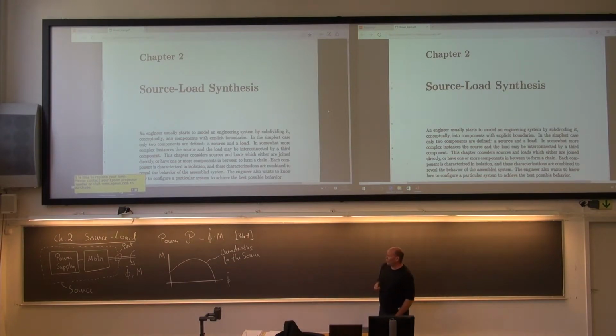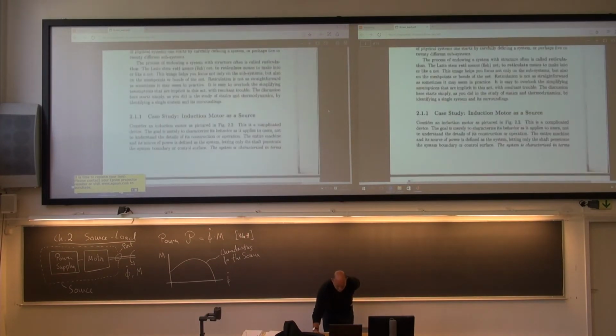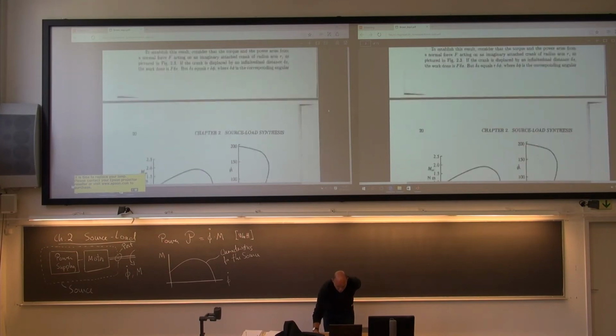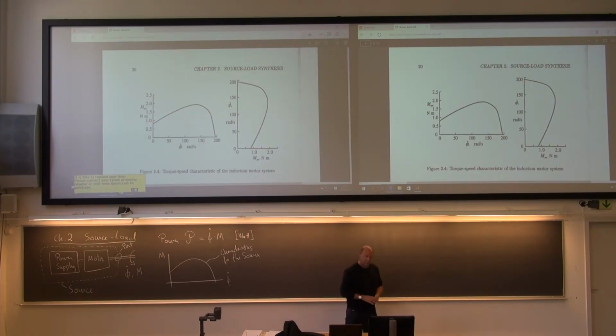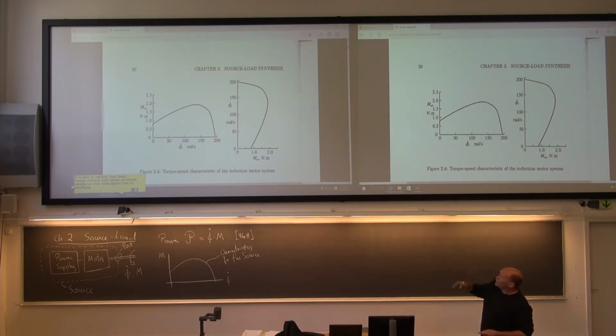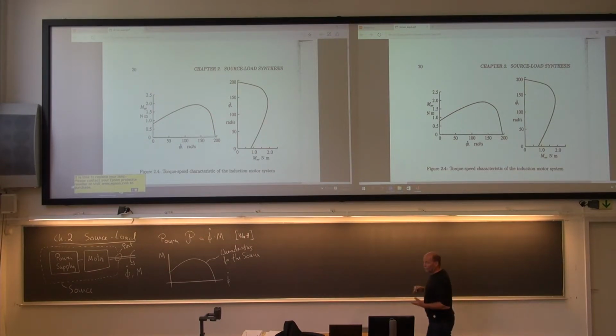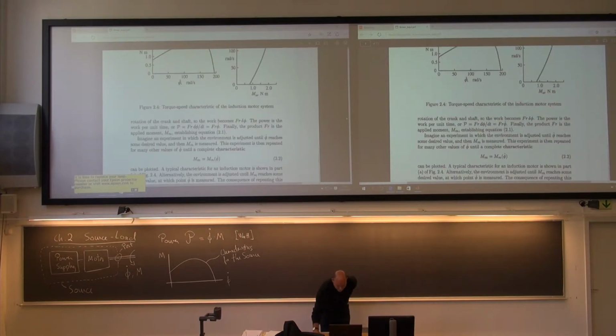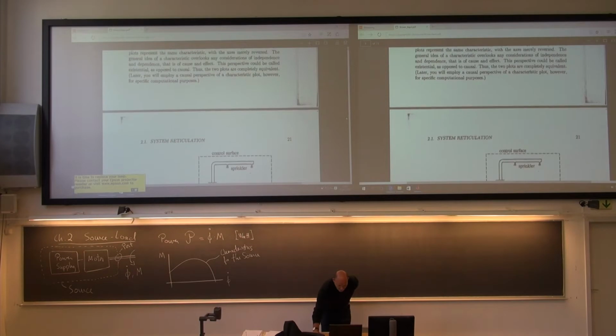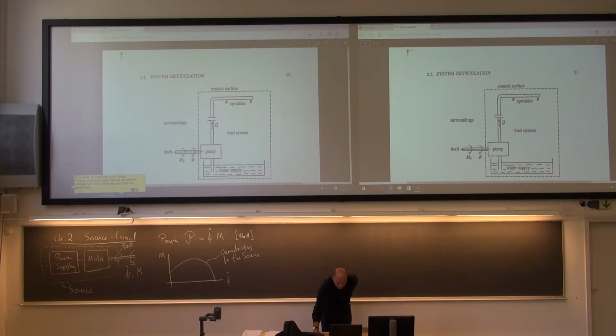For this diagram, as the book says, you can flip it if you like. So you have phi as a function of m, or vice versa. It's the same figure, of course, just flipped. But somehow you need this information as a diagram or a table or something from the vendor.